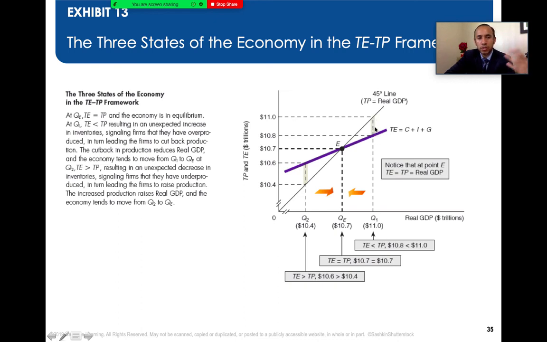inventories. Inventories are piling up, consumers are not buying, and firms have to cut production in order to go back to equilibrium. So when the line is below the 45-degree line, it indicates that your spending is less than your production capabilities, and you may decrease your production back to equilibrium. In this situation, you're in an imbalance scenario. The economy needs to go back to equilibrium levels.